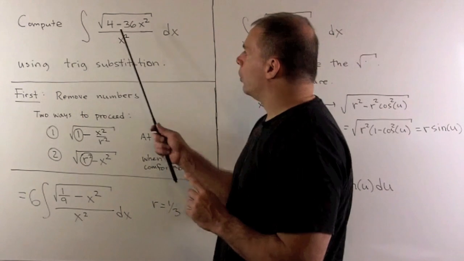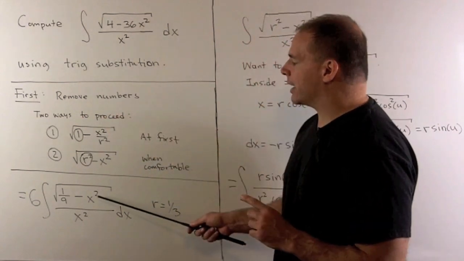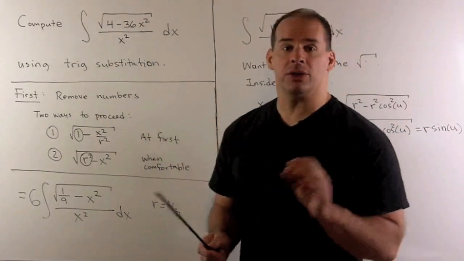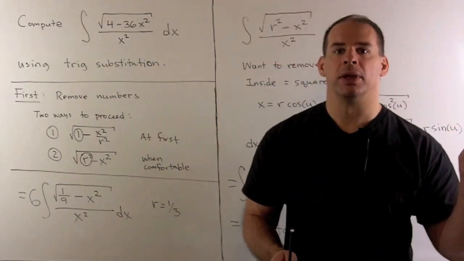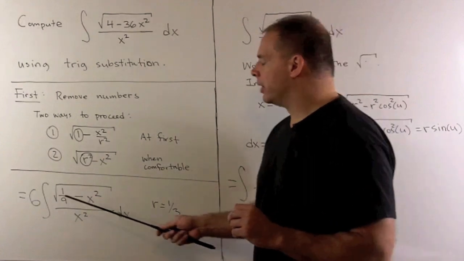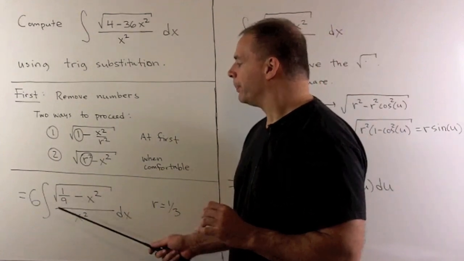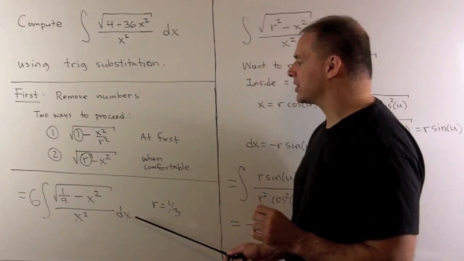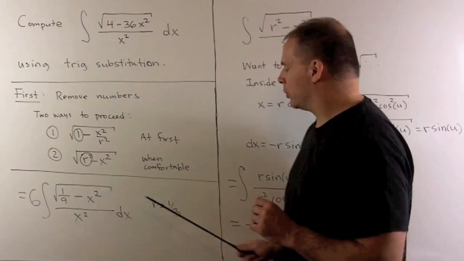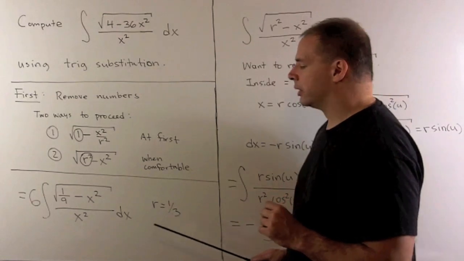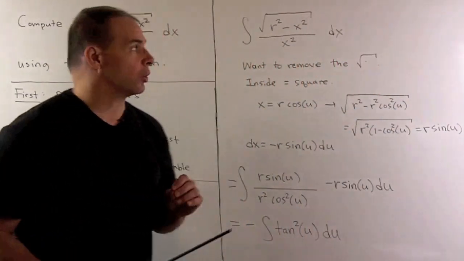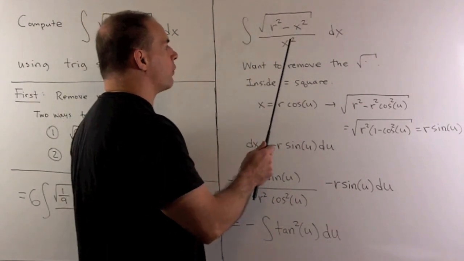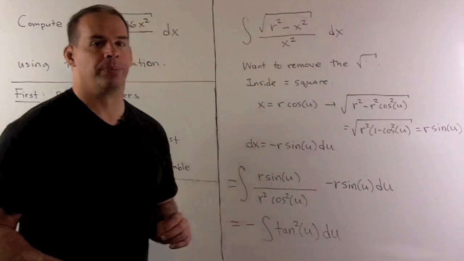Now, what can I do with this term here? Well, I want to get x squared by itself. So I'm going to factor out a 36, but when it goes through the square root to the outside, I'm just going to be factoring a 6 out. So we're really looking at the indefinite integral of the square root of 1/9 minus x squared over x squared with respect to x, and I'm going to let my r be equal to 1/3. So now we're going to work with the general indefinite integral, square root of r squared minus x squared over x squared with respect to x.